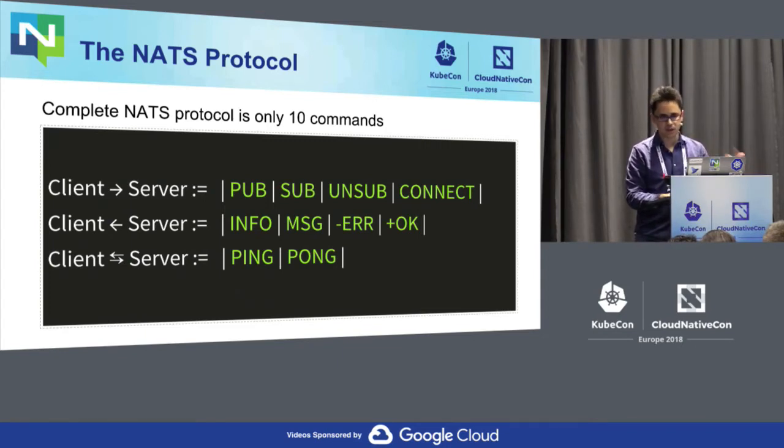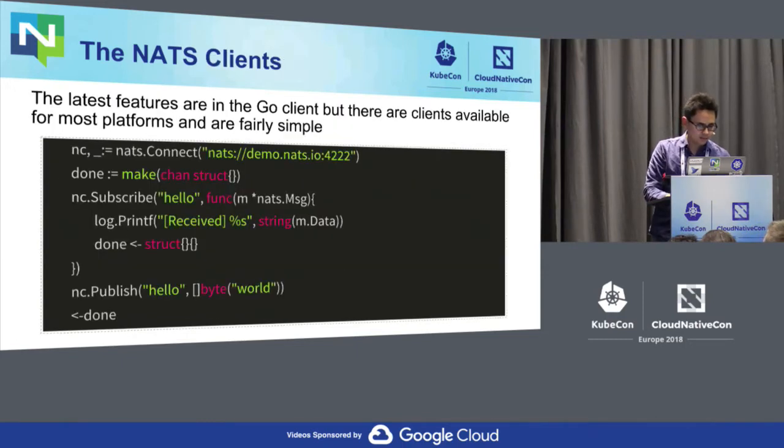So periodically, every 2 minutes, there's going to be a keep alive happening so that the connection is always healthy. This is a simple example of using the Go client. The Go client is the canonical implementation of the behaviors of a NATS client.